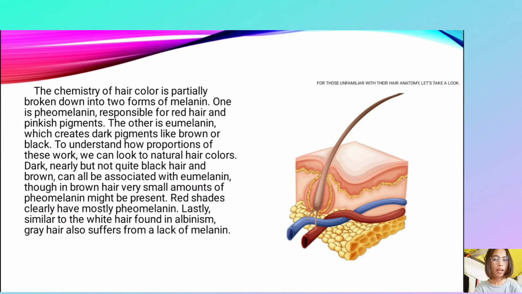So the chemistry of hair is partially broken down into 2 forms of melanin. So the chemistry breaks down into 2 forms. The first is phenylalanine. Phenylalanine is responsible for red hair and pinkish pigments. So phenylalanine is what changes the color of your hair, like red or pinkish, something that changes the look of healthy hair.